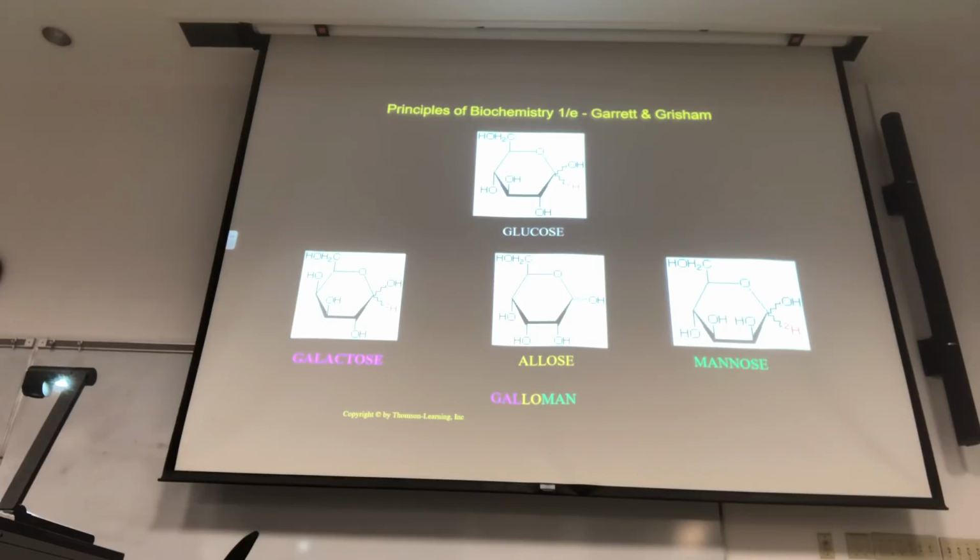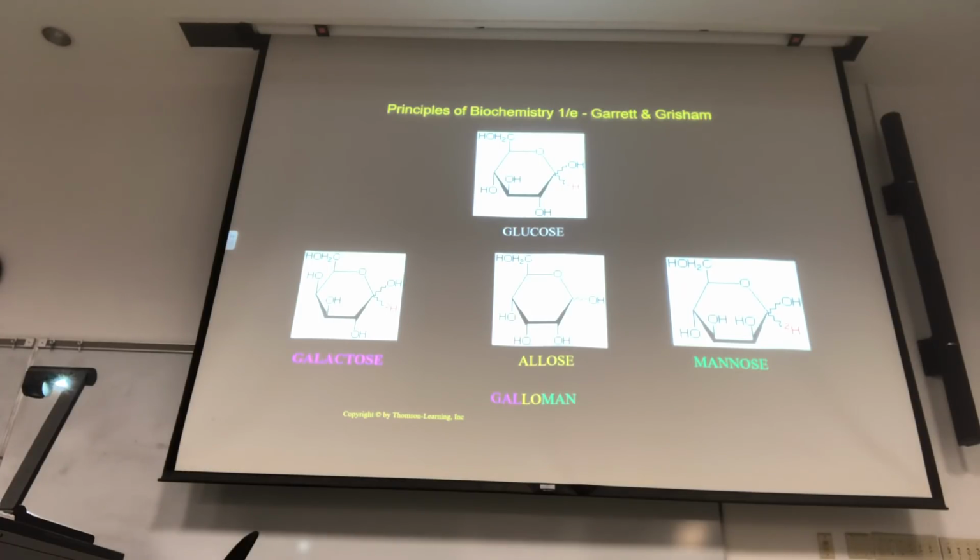Diastereomers, as long as they differ at least one chiral center, they are diastereomers of each other. Epimers, if they differ at exactly one chiral center, they are epimers of each other. And anomers, you have to look at the anomeric carbon and figure out if one is an alpha anomer and one is a beta anomer. Yeah. So all the Gallman sugars are epimers of glucose, but not each other.